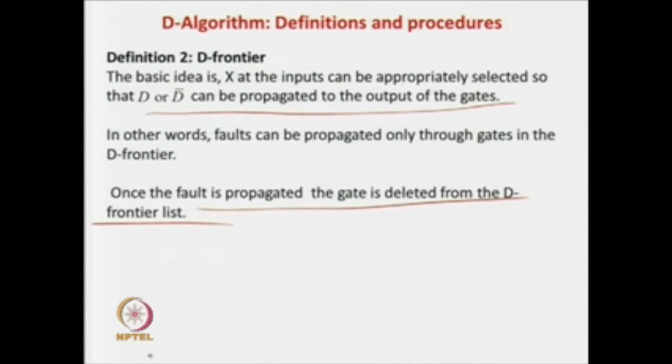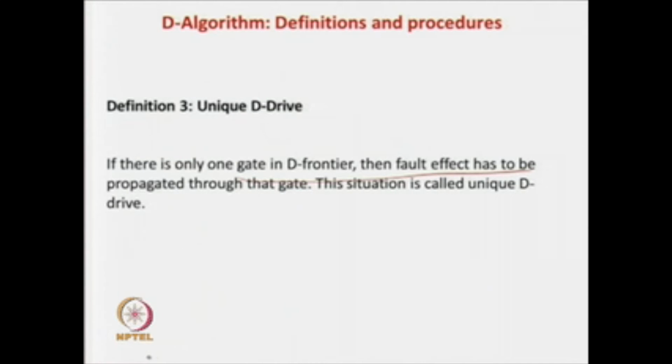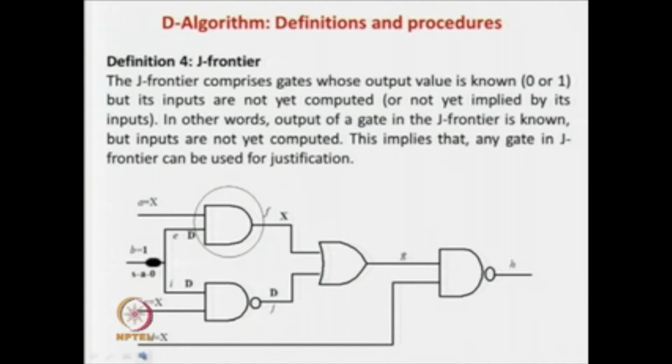Sometimes one of the options may give you a correct result, meaning there will be no inconsistency. You can finally propagate the fault effect to the output, as well as justify it. But for some selections of the D frontier, if there is a multiple choice available, like in this case there were 2 gates, you may land into a problem, because by propagating through one of the gates you may land in an inconsistent situation, that is, the fault can be propagated but it cannot be justified. So if there is a unique D drive, there is no such option to think about, because there is only one drive. You have to just drive the value using that gate. Unique means there is no choice at that point.